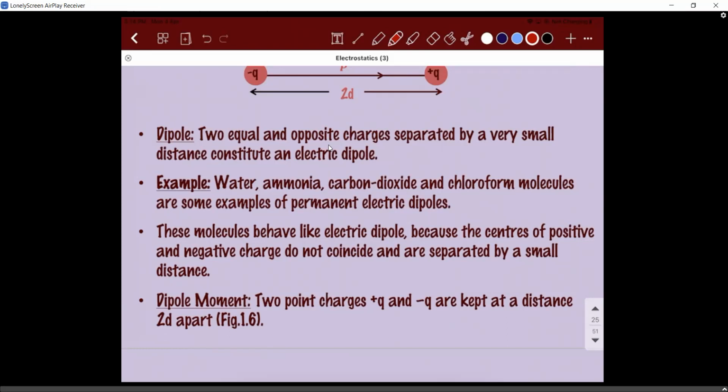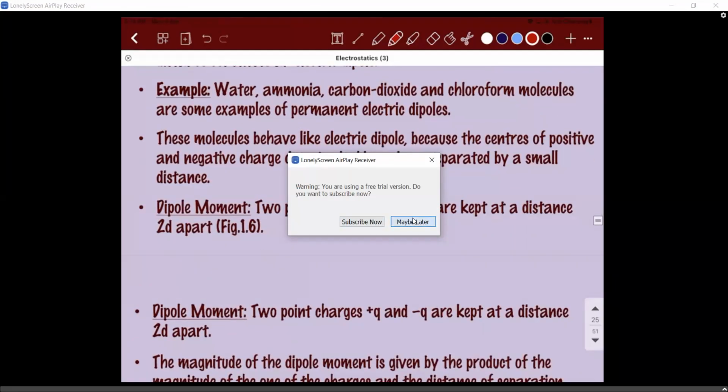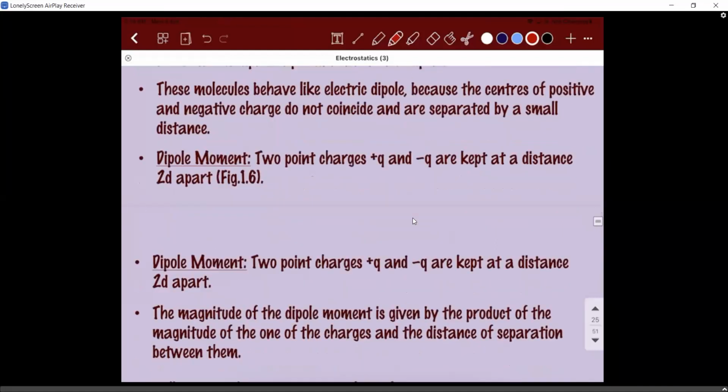Dipoles have a specific parameter associated with them called dipole moment. What does it mean? Let us assume you have a system of charges plus q and minus q, and let's say they are separated by a very small distance 2d. Then if you define a quantity which is a product of the magnitude of either of the charges, that is q, into the distance of separation between them, then this particular parameter is called dipole moment.